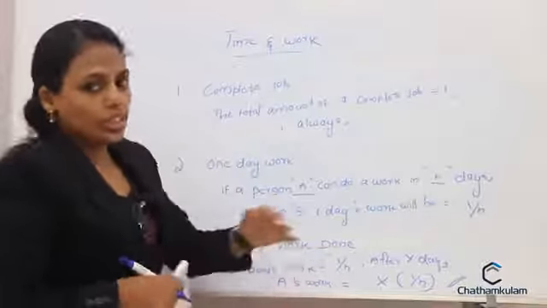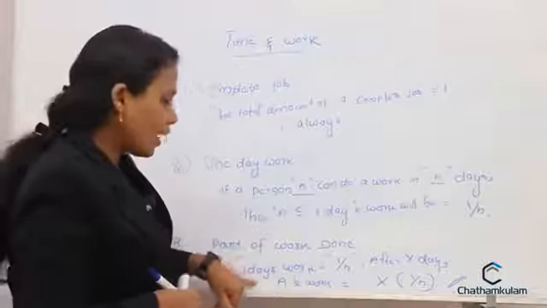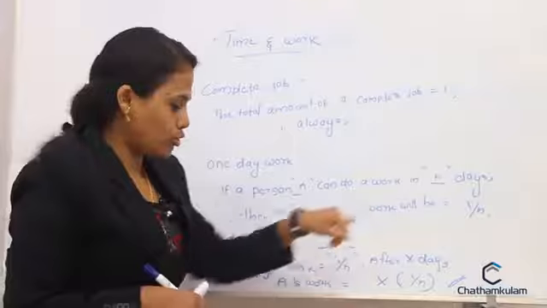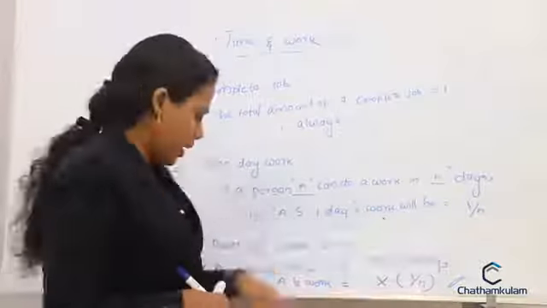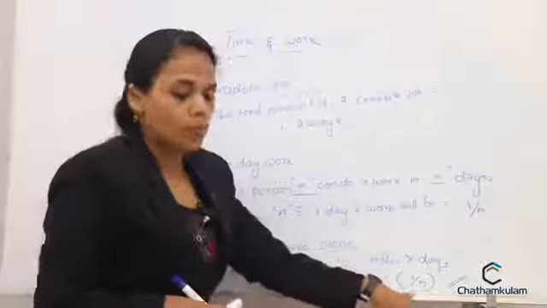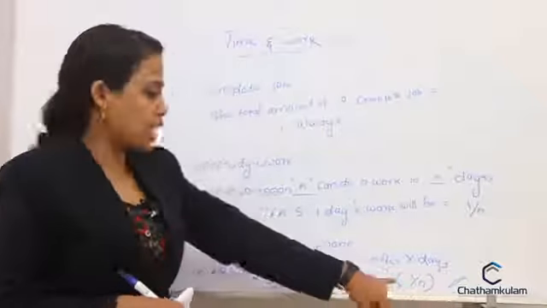Part of work done, that means a partially completed work. If A's 1 day's work equals 1 divided by n, as we already saw in the second rule, after x days, A's work equals x into 1 by n. This is the third rule of calculating working time.